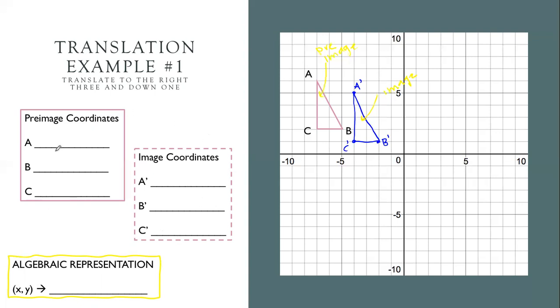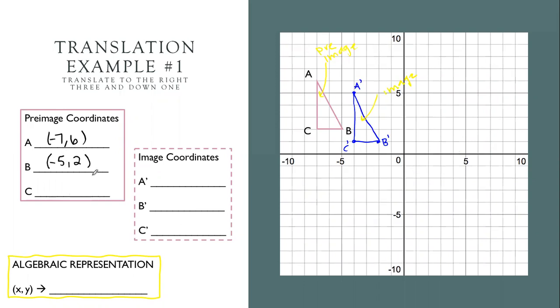Okay, so first let's write down our pre-image coordinates. Where's A at? What is the coordinate for A? Let's see, hold on. 1, 2, 3, 4, 5, 6, 7. 1, 2, 3, 4, 5, 6. Okay, negative 7, 6. Yeah, so the x comes first. So negative 7, 6 is A. Where's B? Negative 5, 2, yes.